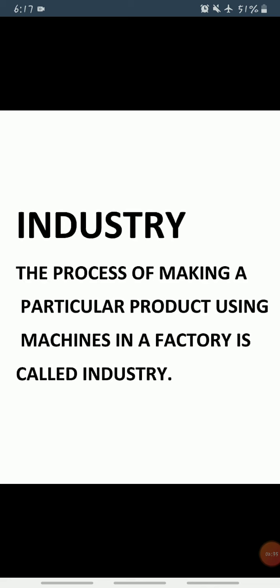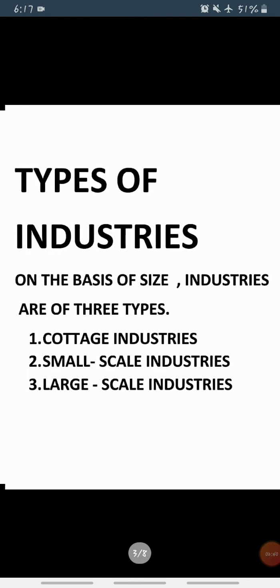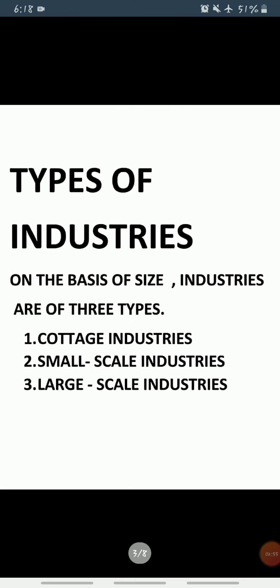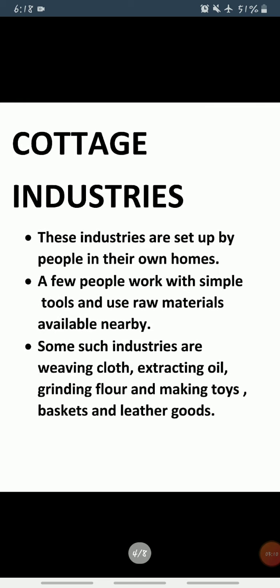Okay, very good. So for this industry, we require raw materials, machines, power supply, human labor, money and transport. So these are some things needed to set up an industry. Clear? Now come to the next, which is types of industries. On the basis of size, industries are of three types: cottage industry, small scale industry and the large scale industry. So let's start with the first, cottage industries.